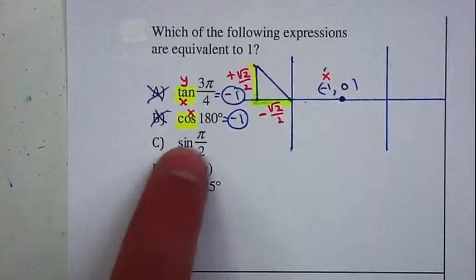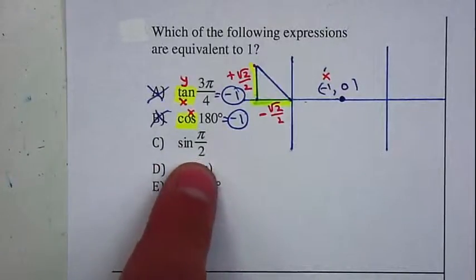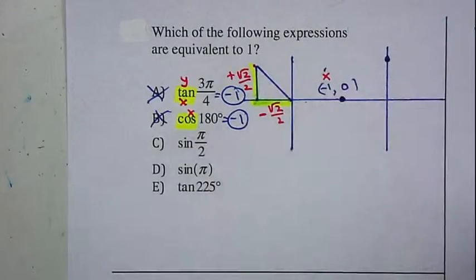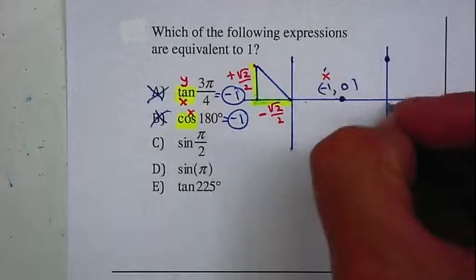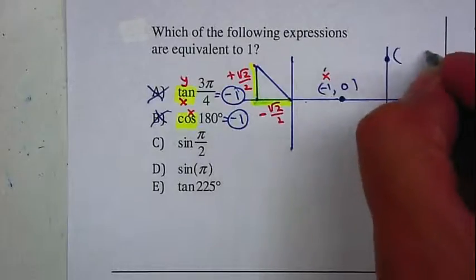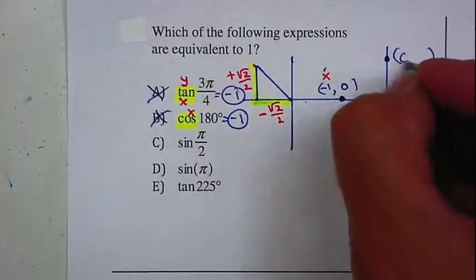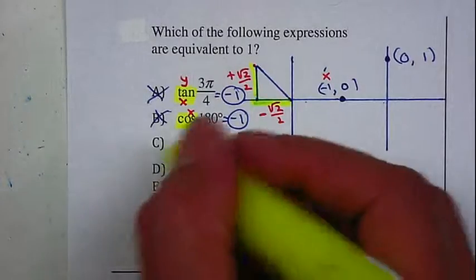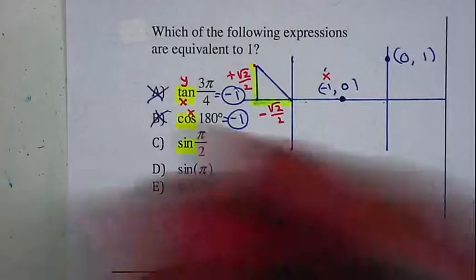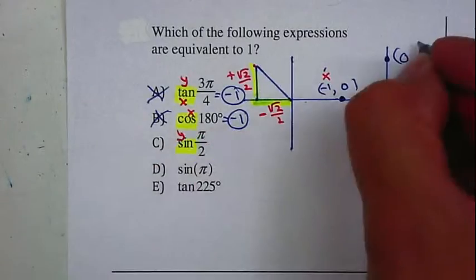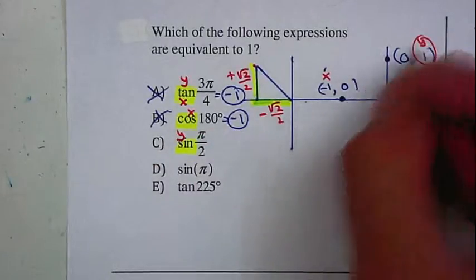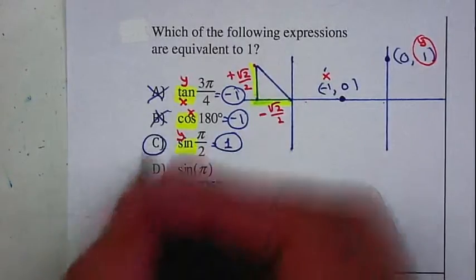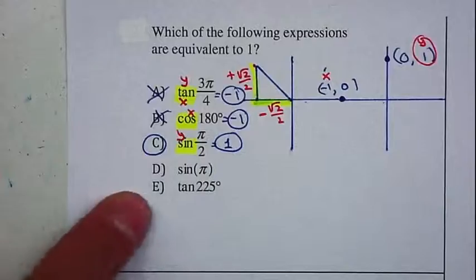Letter C, sine of pi over 2. Your pi over 2 is your 90 degrees. It's located up here. I'm going to use this graph. And since it lands on the y-axis, I need to think of the coordinate of that point, which is 0, comma, up 1, positive 1. Sine, is that my x or my y? Sine is my y value, and my y value is 1. So therefore, C is an answer. Remember to check each one of them.